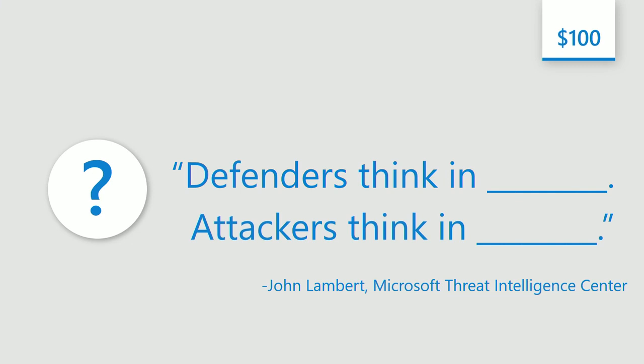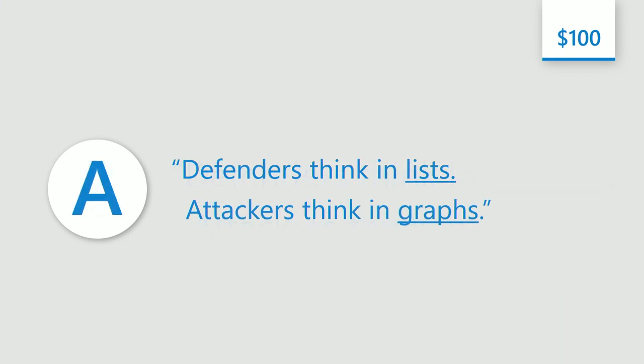But before we do that, we have another, and this is our big grand finale, $100 prize here. There's a big hint in what we just looked at, so hopefully someone will get this. Defenders think in, and attackers think in. Lists and graphs. Yes, that is correct. Infamous John Lambert of the Microsoft Threat Intelligence Center said that defenders think in lists and attackers think in graphs, and that's why we built our investigation experience around graphs.